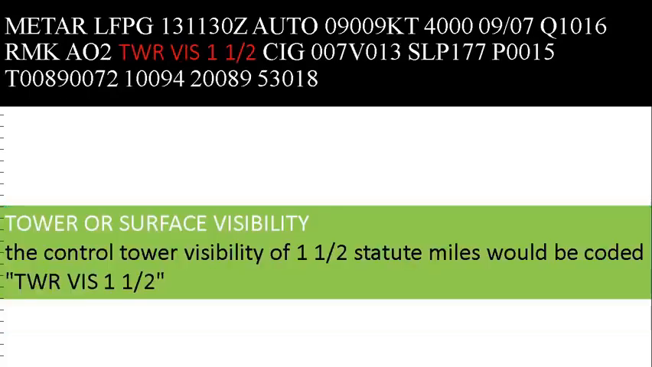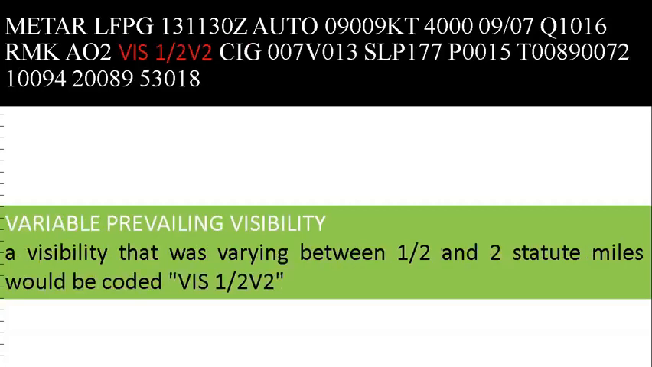Next is tower or surface visibility. This remark is useful because it will tell you if the tower is able to see you. This is control tower visibility of 1.5 statute miles. Variable prevailing visibility. This is important to let you know that conditions are changing. Visibility that was varying between half and 2 statute miles.